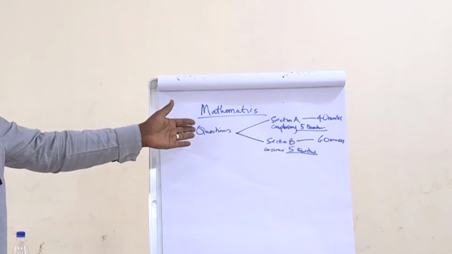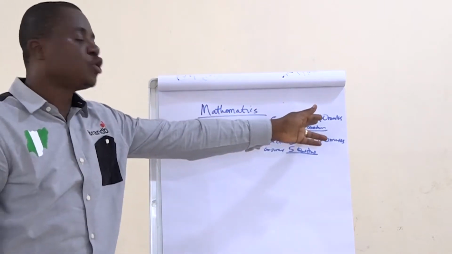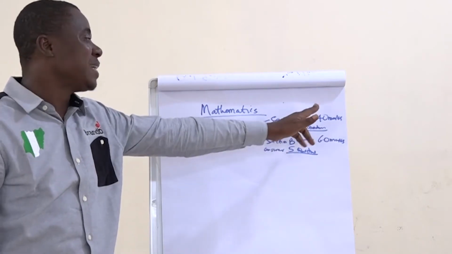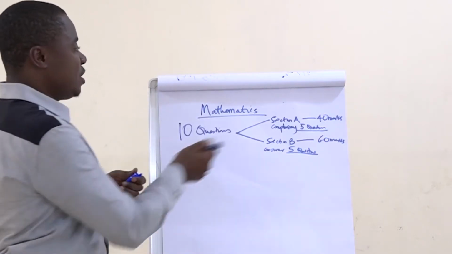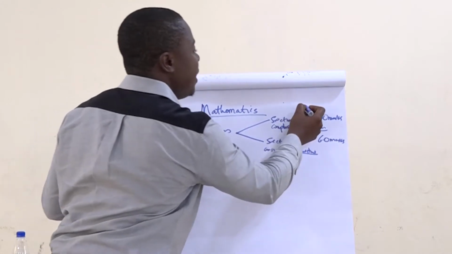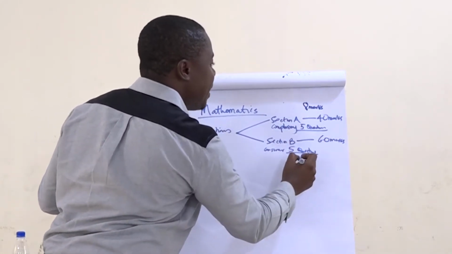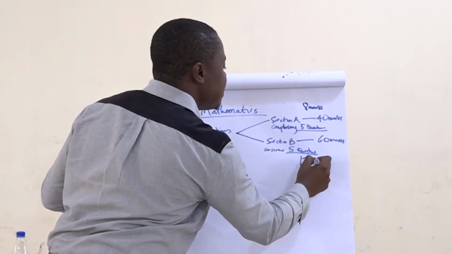Ten questions to answer in mathematics. Section A is compulsory, 1 to 5 compulsory. In other words, one question here is how many? 8 marks. One question is how many? 12 marks.